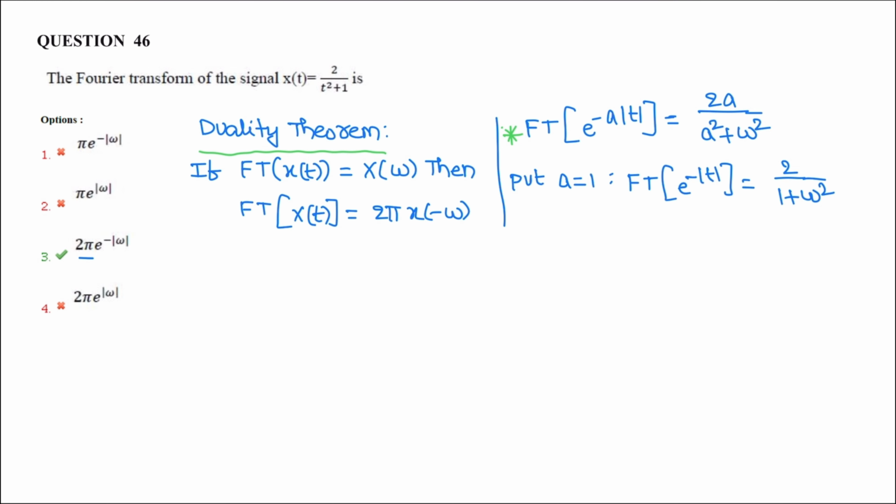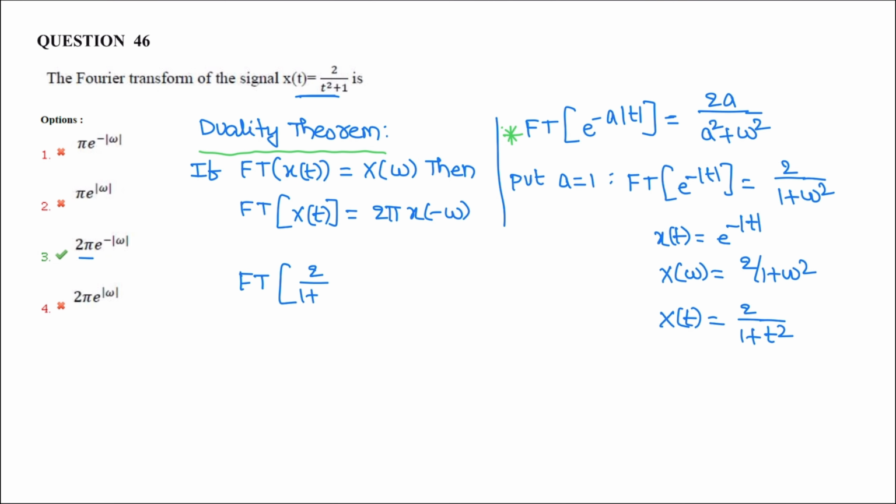Here small x of t is e power minus mod t and X of omega is 2 by 1 plus omega square. So keep omega as t. Capital X of t is equal to 2 by 1 plus t square. So this is the question given. The signal is 2 by 1 plus t square. Apply the duality theorem. The Fourier transform of 2 by 1 plus t square is equal to 2 pi small x of minus omega.